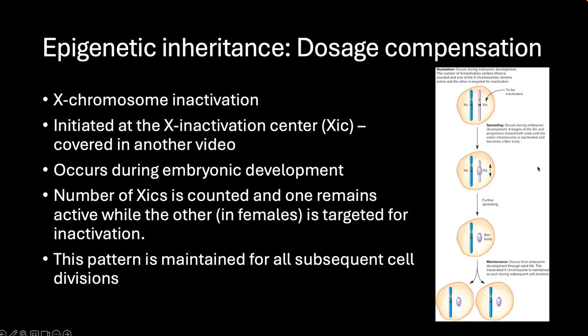X chromosome inactivation, or X inactivation for short, is the process by which one of the X chromosomes is inactivated and compressed into a tightly coiled heterochromatin ball called a bar body. The choice of which X is inactivated is random. X inactivation makes sure that there is only one active X chromosome in each cell. So this only happens in females, because males only have one X chromosome to begin with. Additionally, this pattern, which is to say which X chromosome is inactivated, is maintained in all subsequent cell divisions.